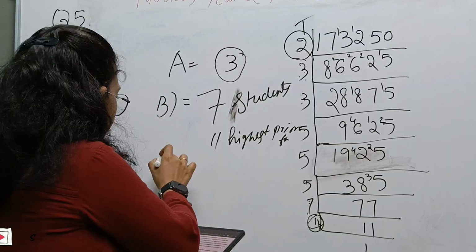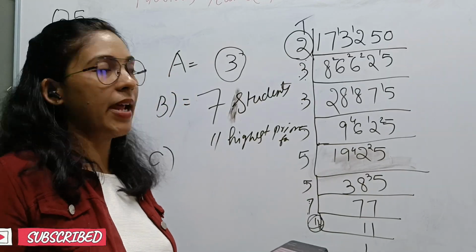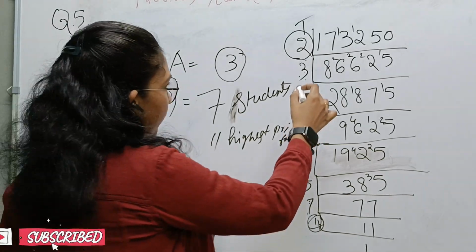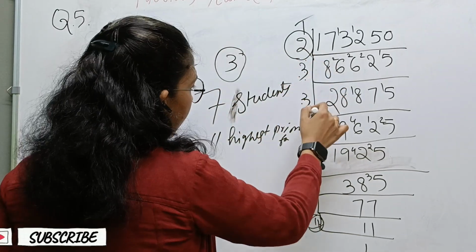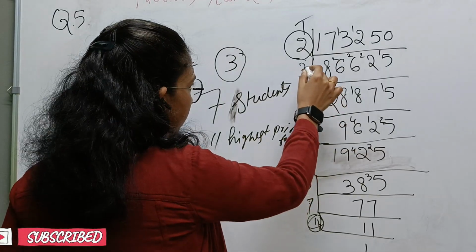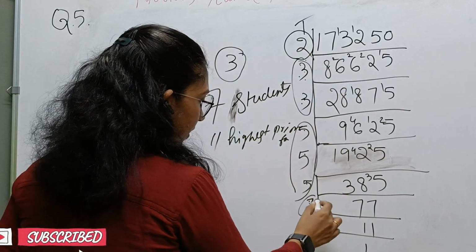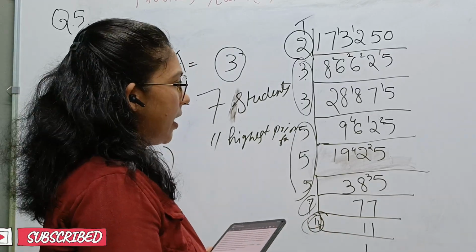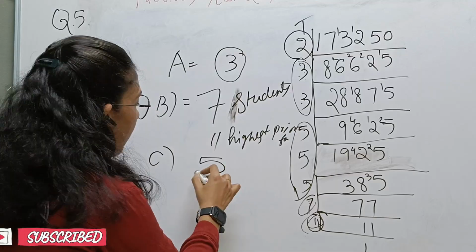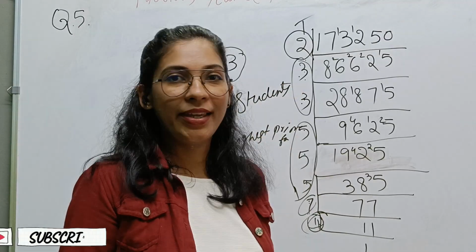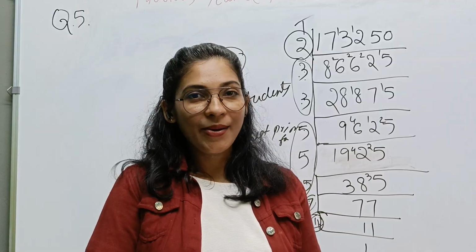Then the C part of the question. Which prime number has been used the maximum number of times? See here, 2 is used only a single time, 3 is used 2 times, 5 is used 3 times, 7 and 11 are used only 1 time. So 5 is the maximum used prime factor in this number. This is very simple. Do practice this question.